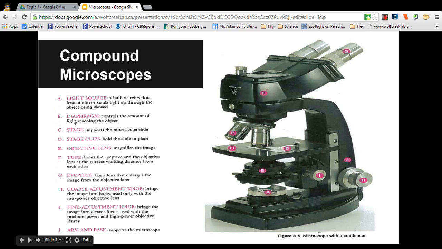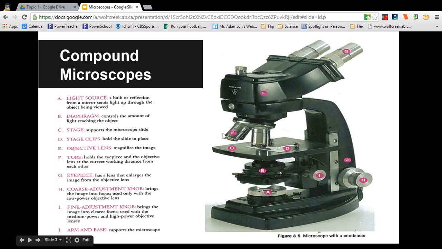Next part is B, the diaphragm. This controls the amount of light reaching the object, and that's right here. The stage is C. That's where you put the microscope slide. D, the stage clips. That's what holds the slides down. E, the objective lens. These magnify the images.